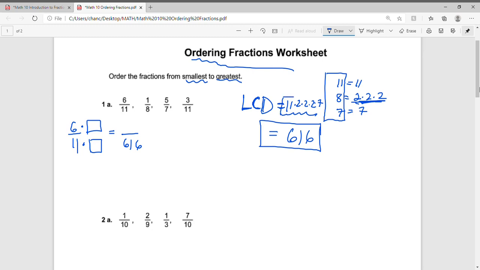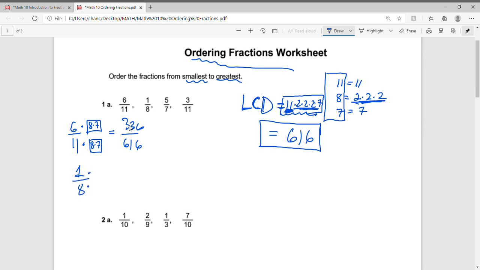We know the LCD, when you multiply all of it out, gives you 616. This part is 11. So this part is what I need to multiply to get 616. And that's basically 8 times 7. So I need to multiply the top and the bottom by 8 times 7. And of course you could use a calculator to figure out what this is. This is going to give me 336 for the top. So 6 over 11 is equivalent to 336 over 616.